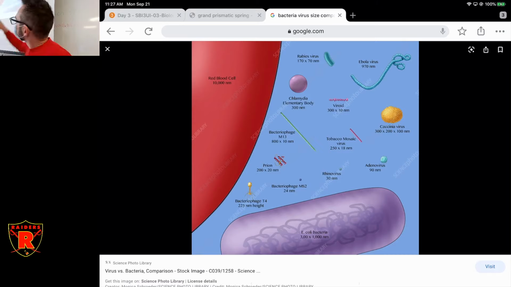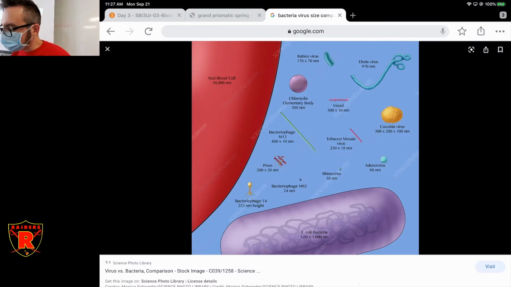Next to this red blood cell in the corner there, which looks giant on this diagram, you can see an E. coli bacterium. An E. coli bacterium is about 1/10 the size of that tiny speck under the microscope. So they are really small compared to human cells. Remember that the red blood cell is the smallest one.